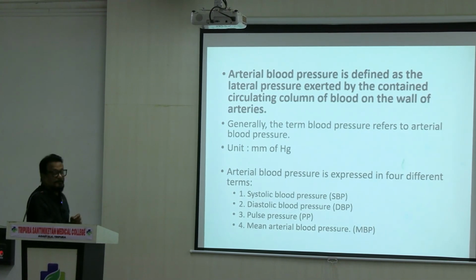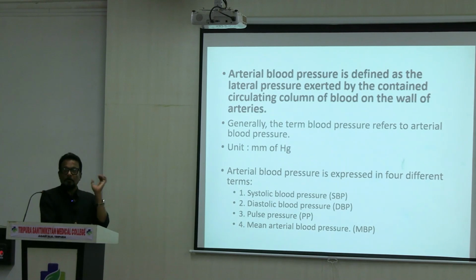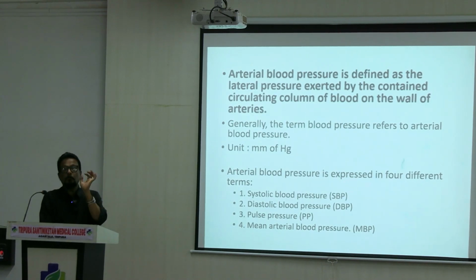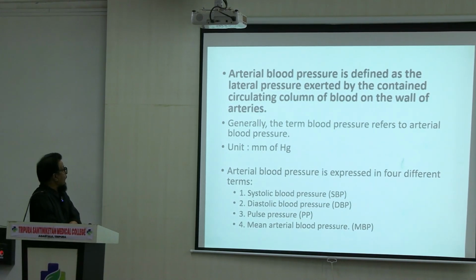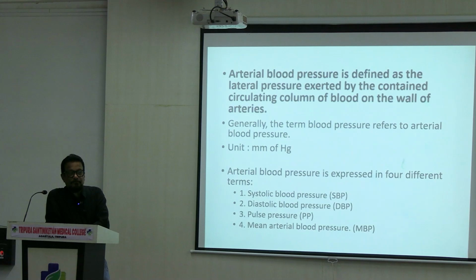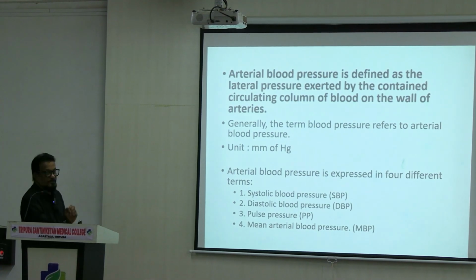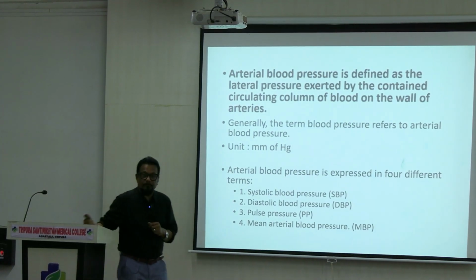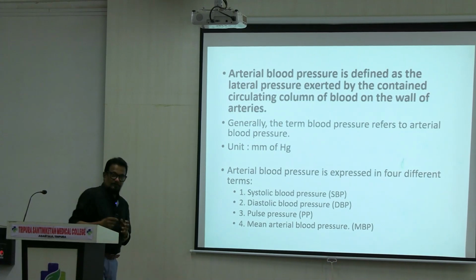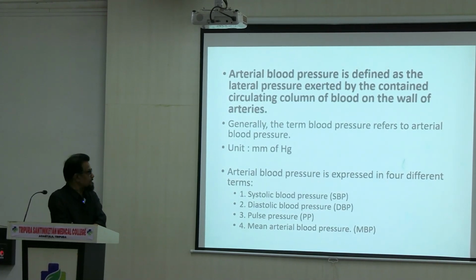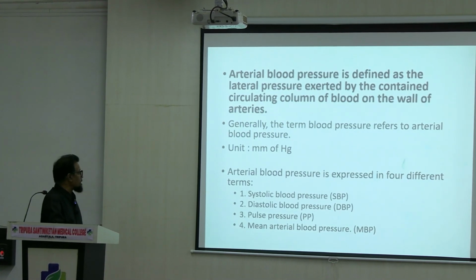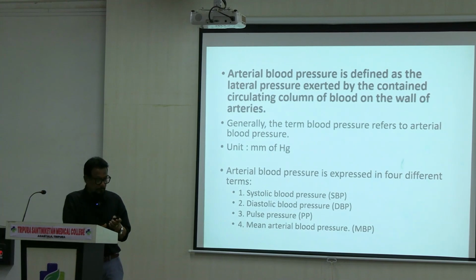It is defined as the lateral pressure exerted by the flowing column of blood on the wall of the blood vessels. So this is blood pressure. Okay, and its unit is millimeter of mercury. Arterial blood pressure is expressed in 4 different ways. What are these? One is systolic pressure, another is diastolic pressure, mean pressure, and pulse pressure. These are the 4 things: pulse pressure, mean arterial blood pressure, diastolic and systolic blood pressure.